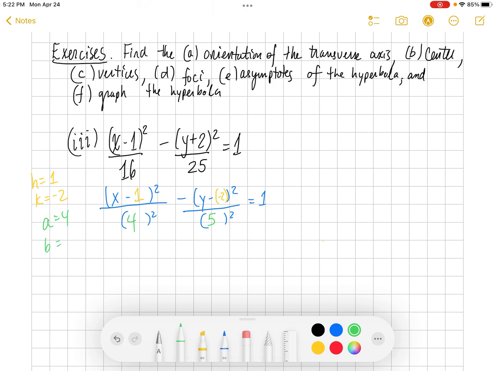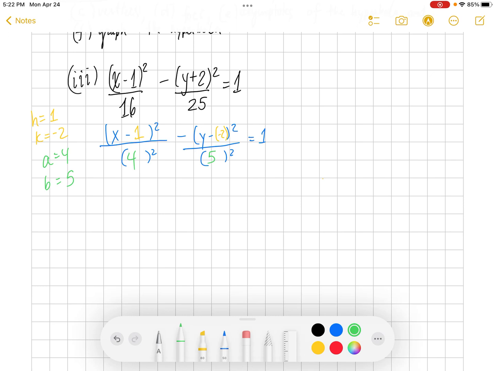And underneath the y minus negative 2 squared, I got to think, okay, what squared gives me 25? Well, that's going to be definitely 5, right? So b is 5.